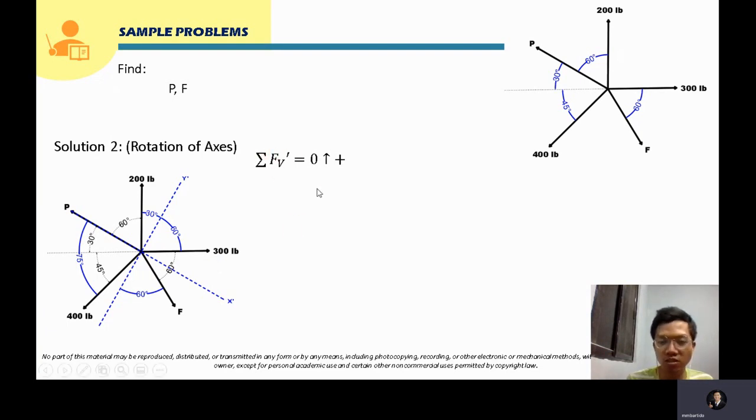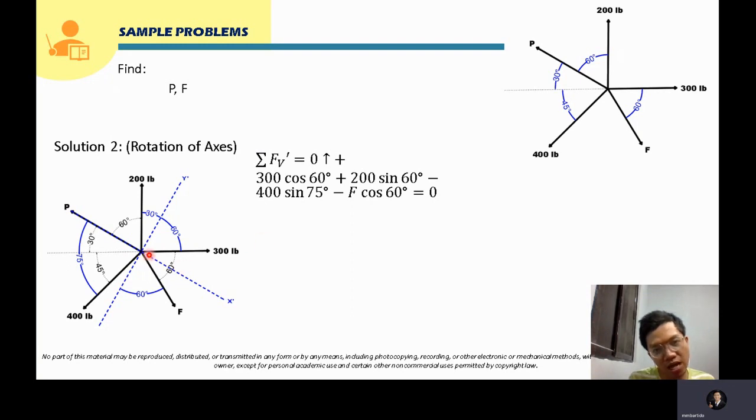Okay, so for summation of forces vertical prime equal to 0, we will start with the 300-pound force. Its vertical component will be 300 cosine 60 degrees, and this is upward. It will be positive here. Now for this 200-pound force, its vertical component will be 200 sine 60 degrees, and this is directed upward. It will be positive here.